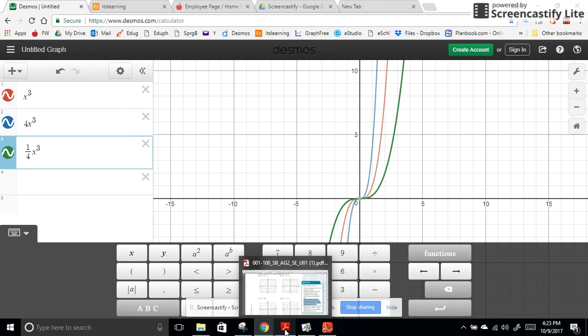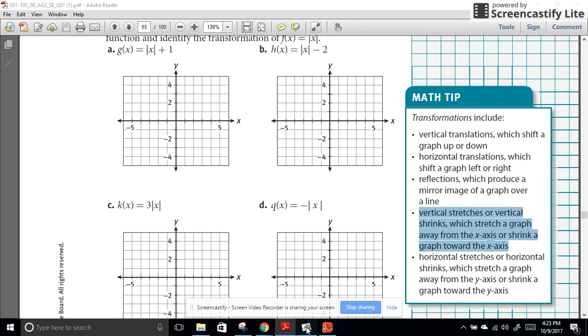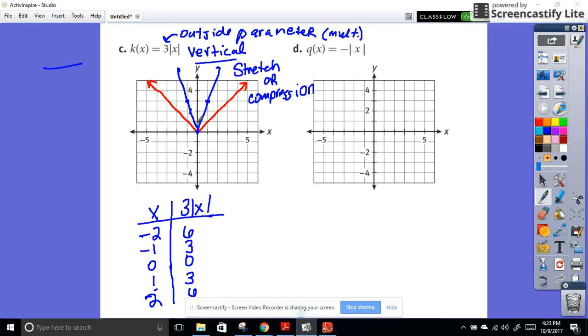Okay, but that's what we were looking at right here, a vertical stretch, and that's how you would tell. Now, how do you know it's a stretch or compression? Because there's multiplication right there. That's the parameter change is multiplication. Okay, well, you may be saying we've got multiplication right here. Yes, we do. It's multiplication by a -1, and that one is special. That gets its own special category.